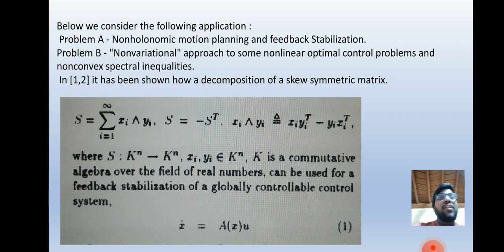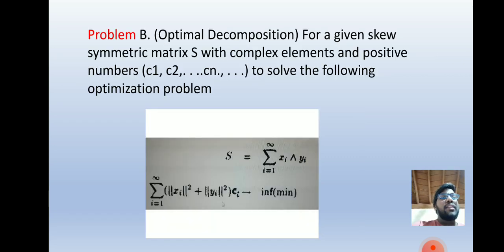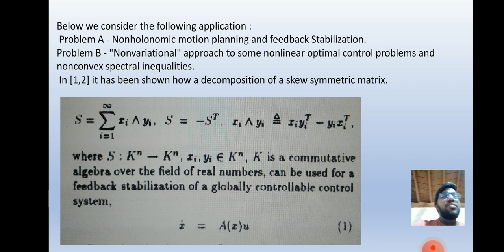Next, before we consider the following application, let us know what problem B gives us. First, problem A gives non-holonomic motion planning and feedback stabilization. In problem B, we get a non-variational approach to some non-linear optimal control problems and non-convex spectral inequalities. We have discussed this in problem 2. This is about a non-variational approach to some non-linear optimal control problems and non-convex spectral inequalities.